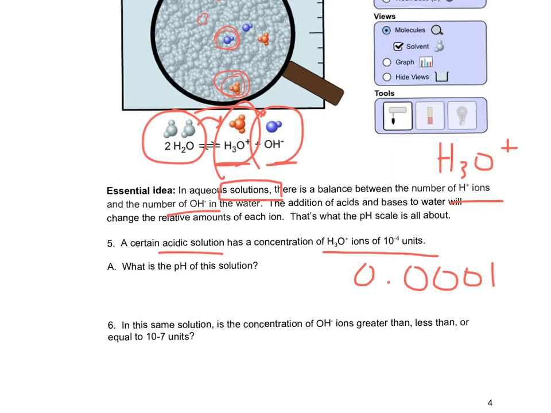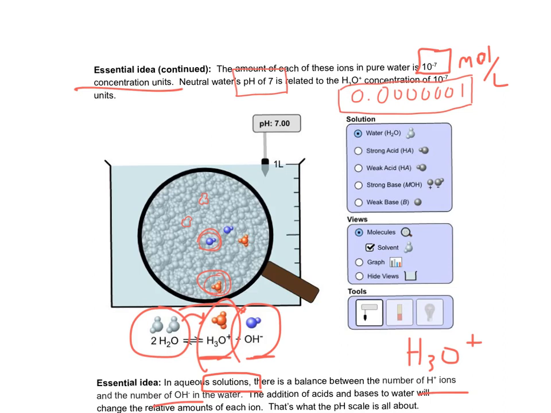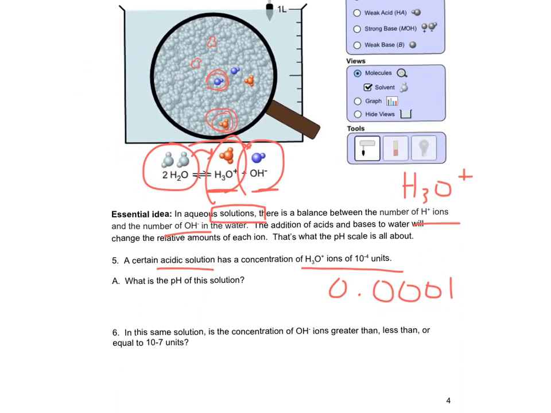That is greater than 0.0000001, or 10 to the -7th. So I have more hydronium ions than I usually would, and that's characteristic of an acid. Because if an acid is dumping, so to speak, these H+ ions into what was neutral water, you're going to have a whole bunch more hydronium ions, because those H+ ions immediately attach to waters. Okay, so what's the pH of this solution?